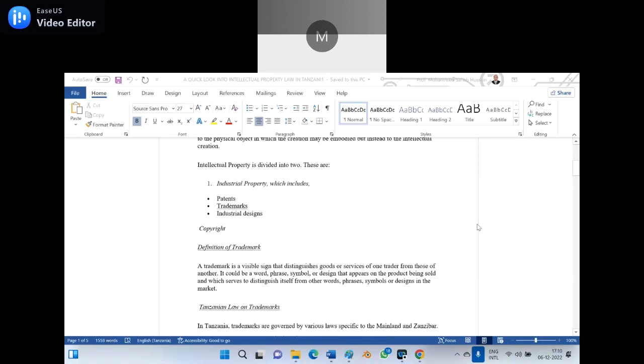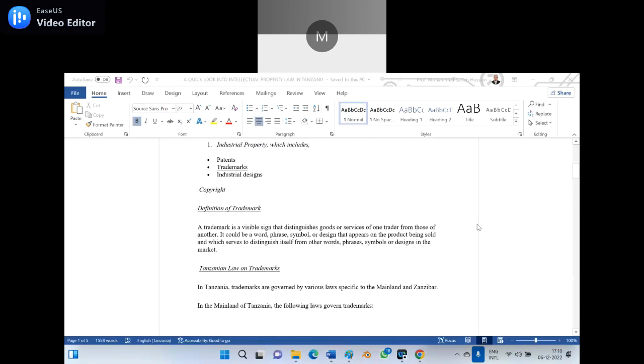Now let us see the definition of a trademark. Anyone can unmute and read what is written there. A trademark is a visible sign that distinguishes goods or services of one trader from those of another. It should be a word, phrase, symbol, or a design that appears on the product being sold and which serves to distinguish itself from other words, phrases, symbols, or designs in the market.